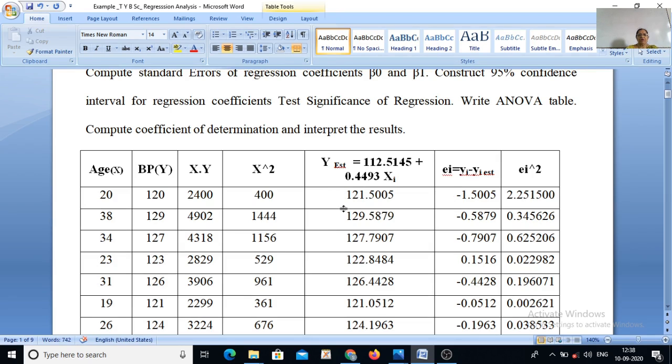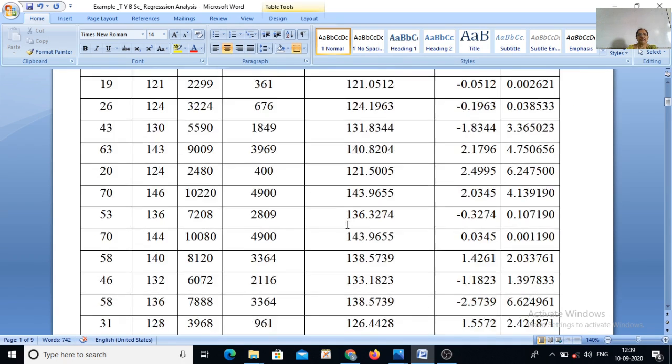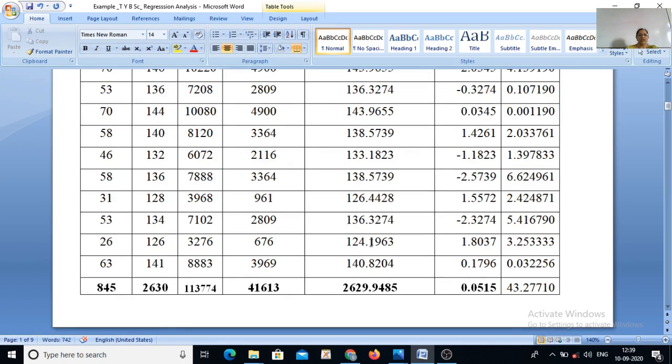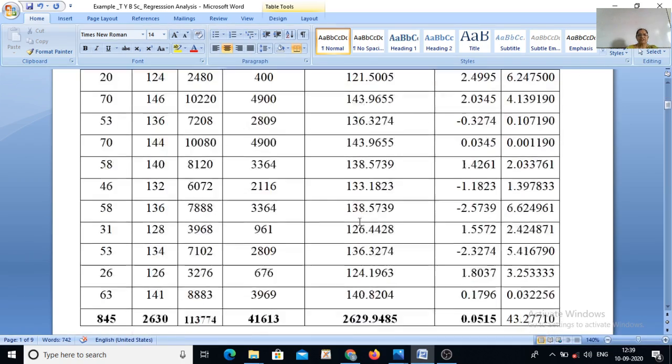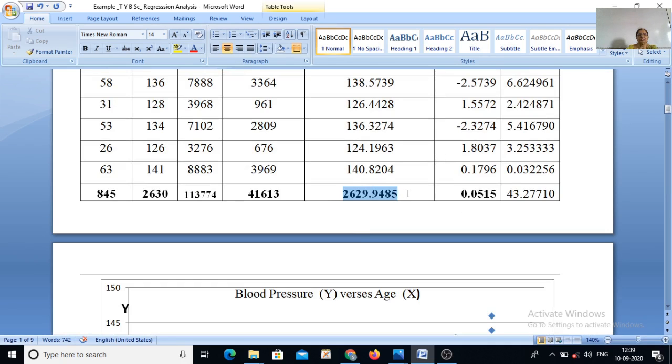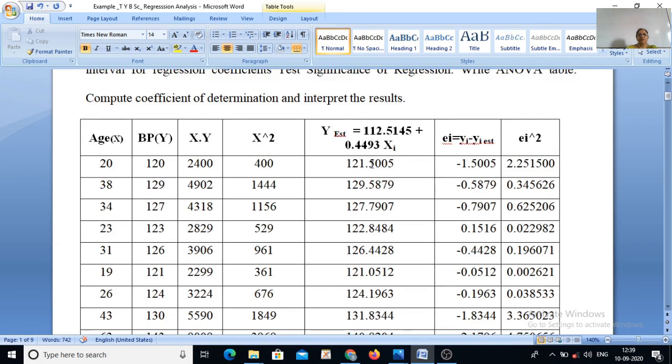So I will get y1 cap, y2 cap, y3 cap by putting x1, x2, x3 in this expression. So I will get 20 estimated values. If you look at the summation of yi cap, the summation of yi cap should equal the summation of yi. Since there is a certain difference between these two values, because I have restricted myself to 4 decimal places only, there are many more digits after these 4 decimals that I am not considering.